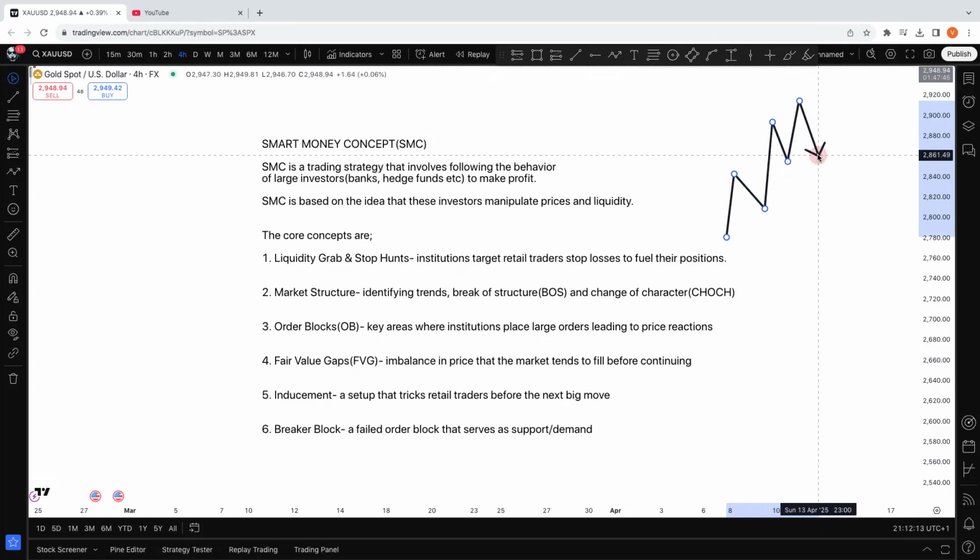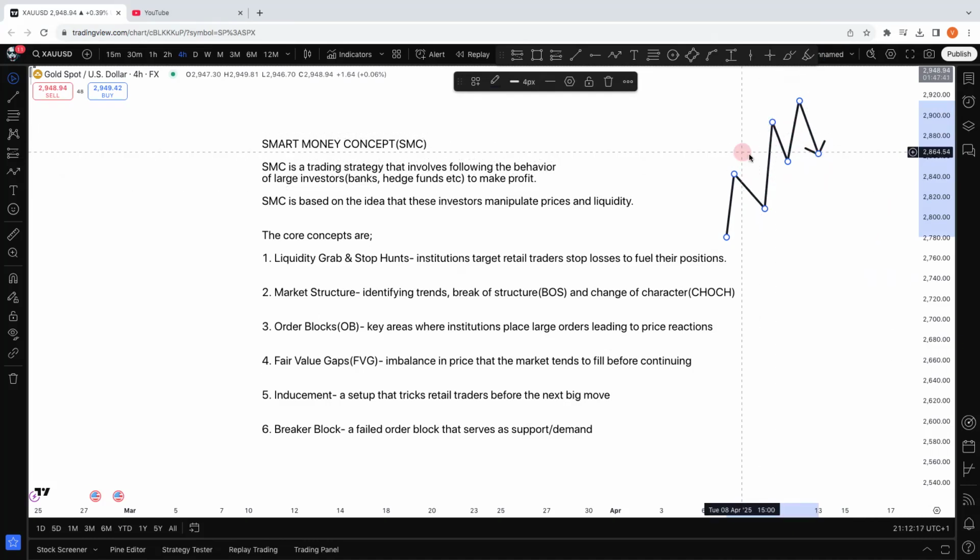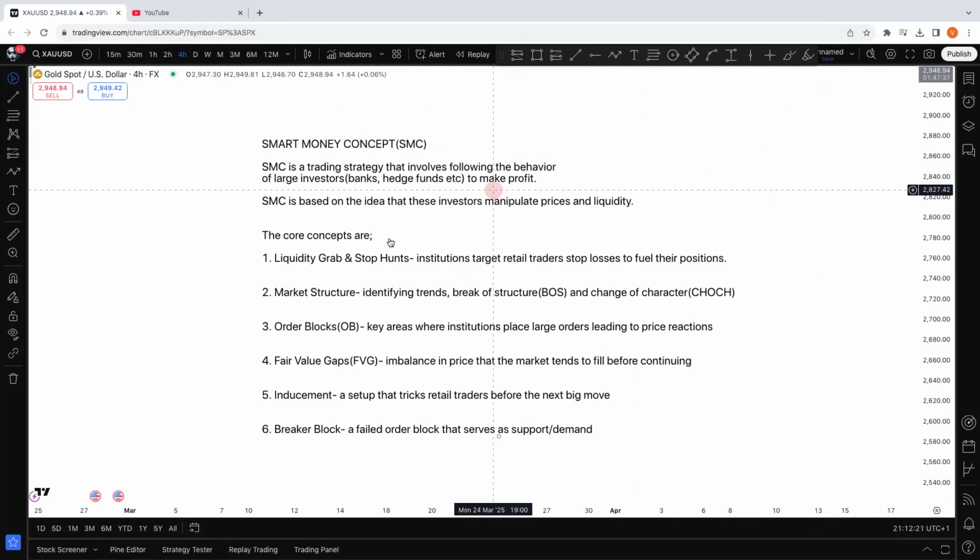So what the SMC guys do is they go after the liquidity in the market before they actually pick their positions. That's what we refer to as the liquidity grab or stop loss hunt.